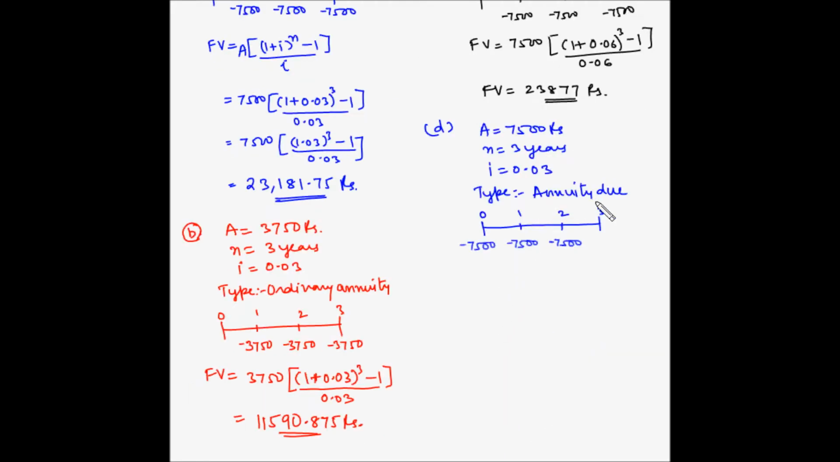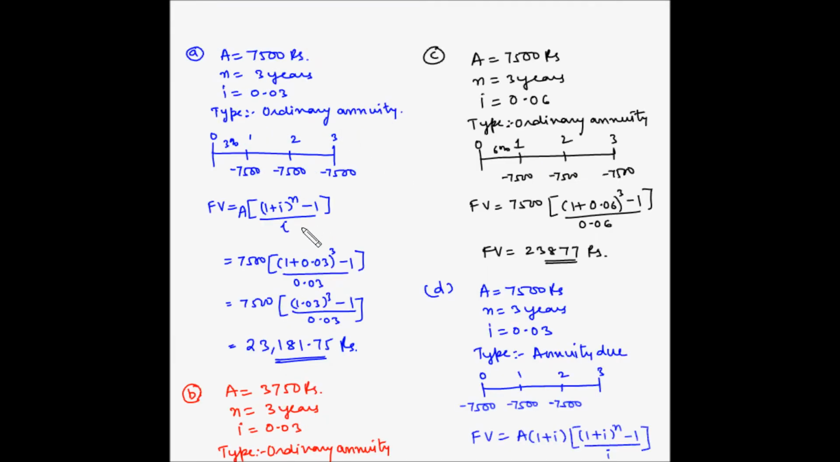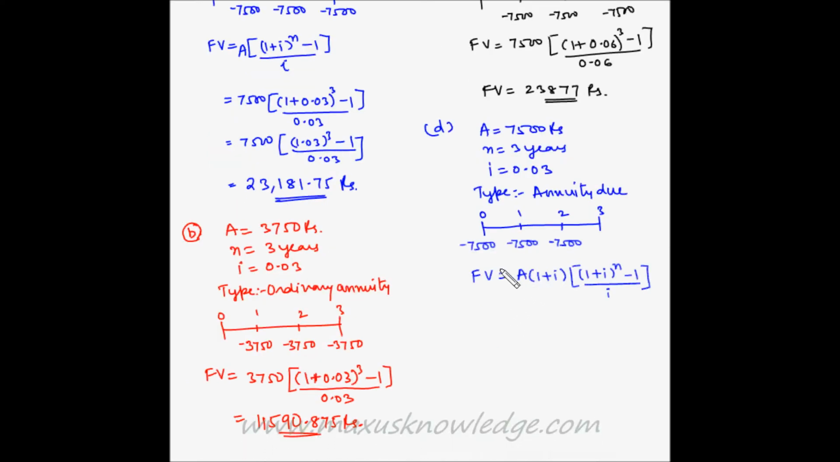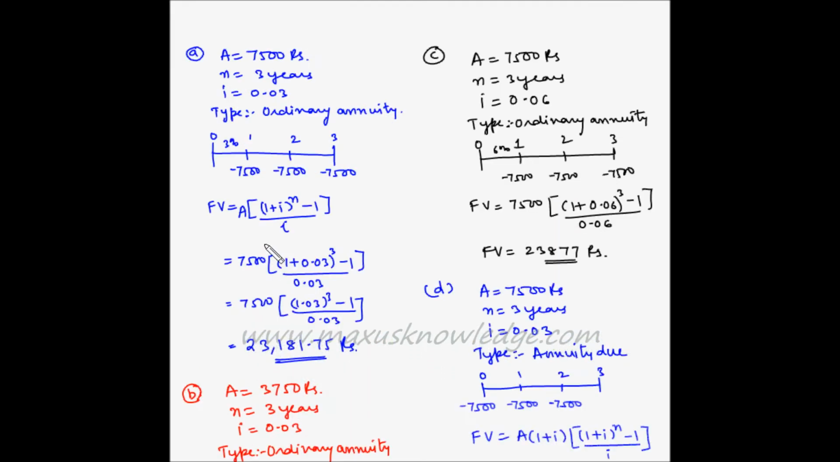So now for the type annuity due, the future value can be calculated using the formula A into 1 plus I into bracket 1 plus I to the power n minus 1 divided by I. The difference between the formula for ordinary annuity and annuity due is that annuity due has 1 plus I multiplied by A, whereas ordinary annuity does not have this 1 plus I. Or in other terms, you can say the future value of an annuity due is future value of ordinary annuity multiplied by 1 plus I.